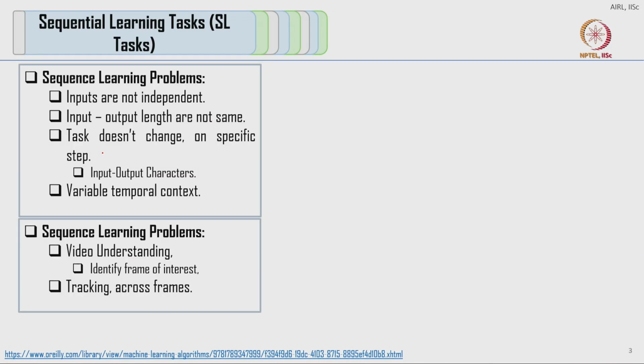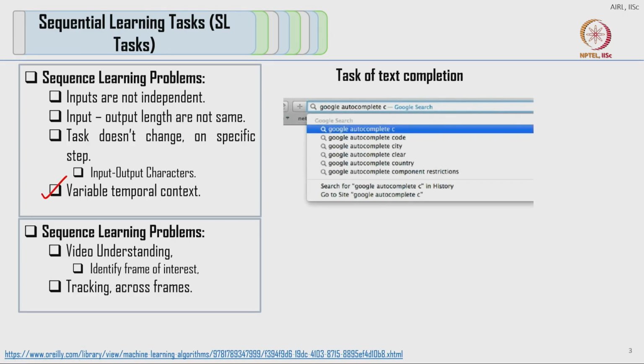Some of the fundamental properties of sequential learning tasks are that the inputs are not independent. Essentially, since it's time series data, different timestamps of input are dependent on each other. Some of the examples of this are video data, right? And the input and output length are not always the same. So, it has a variable temporal context. However, the task overall remains the same.